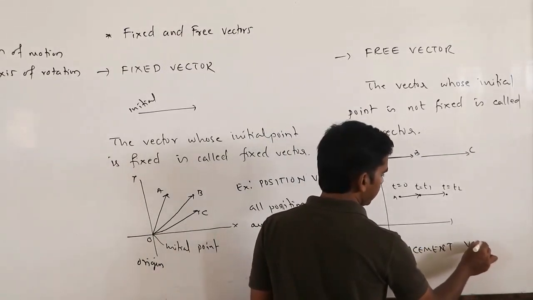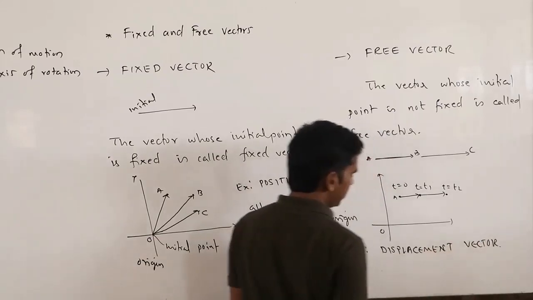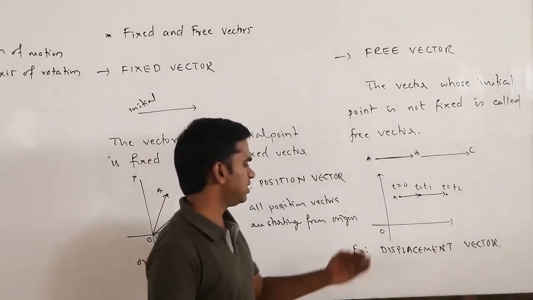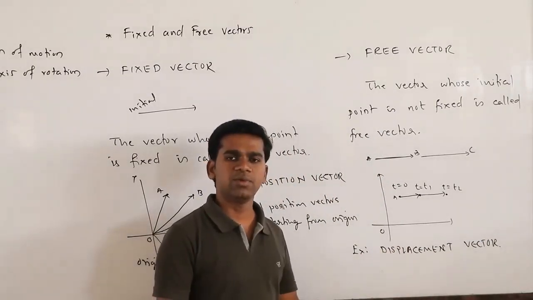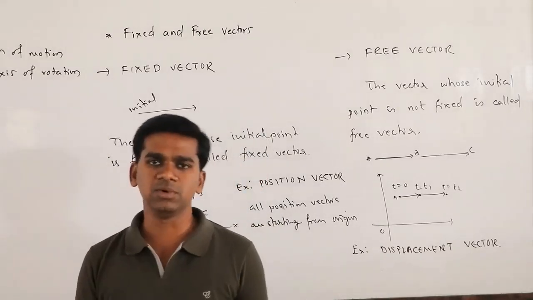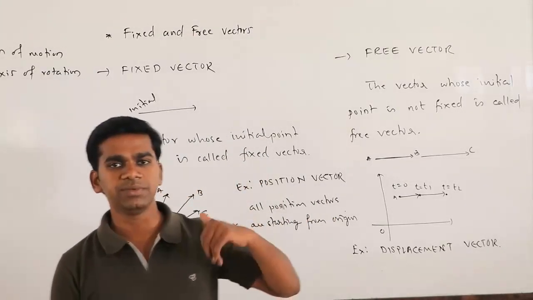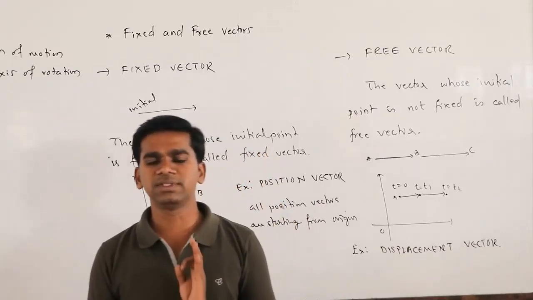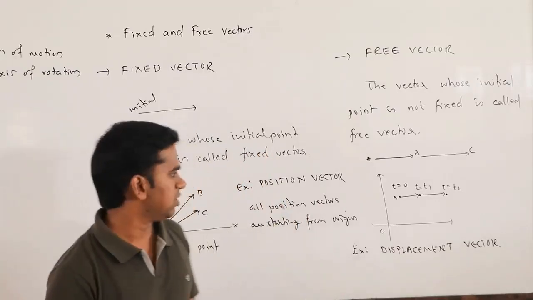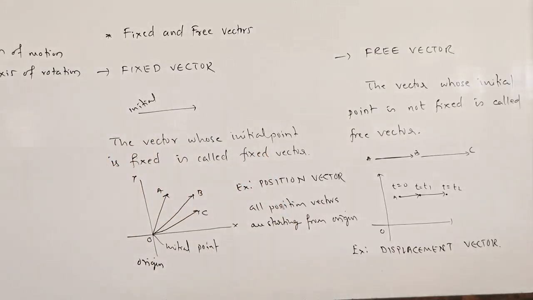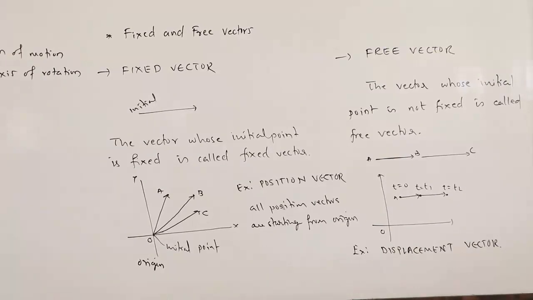Displacement vector is a free vector example, because its initial point is changing with time and position. But in the case of a position vector, the initial point is fixed. It is always a reference point or origin. So these are the fixed and free vectors.